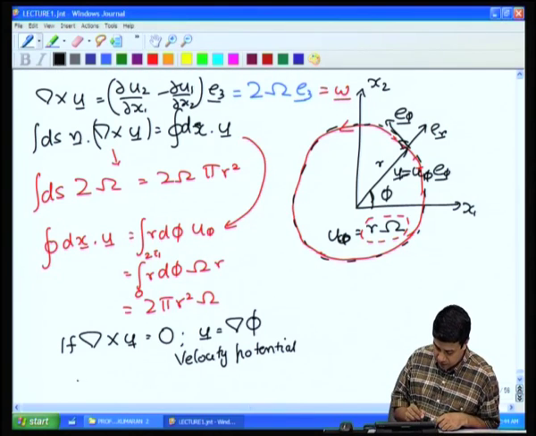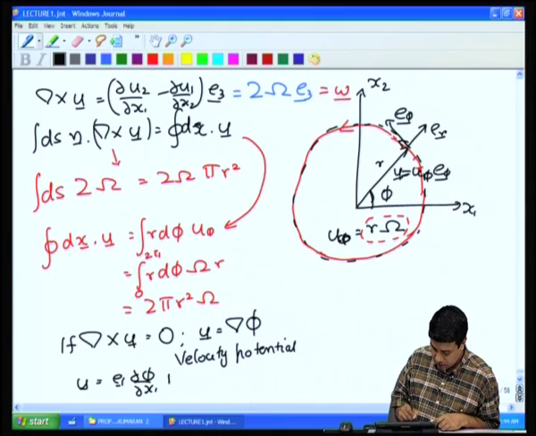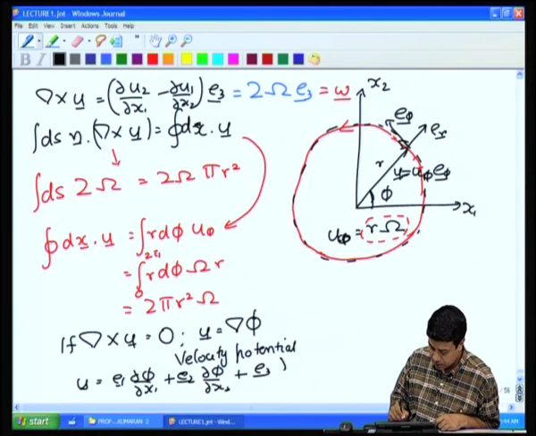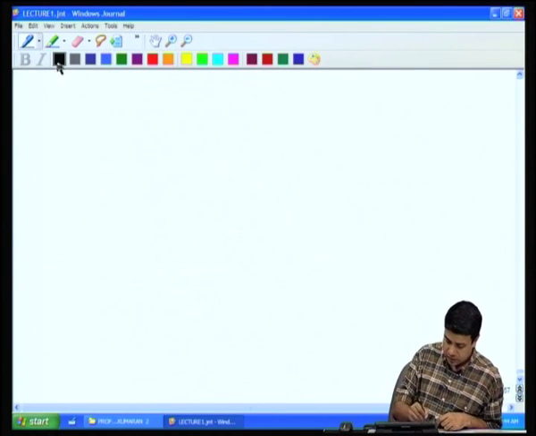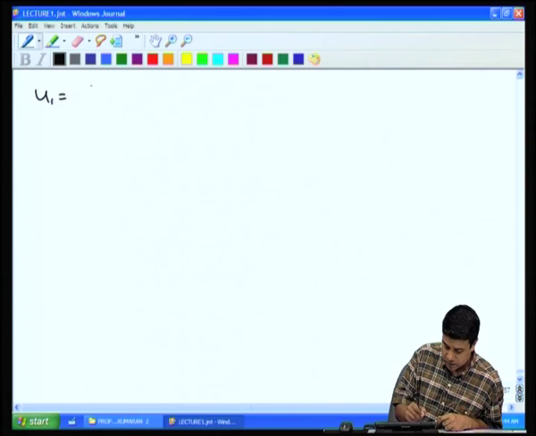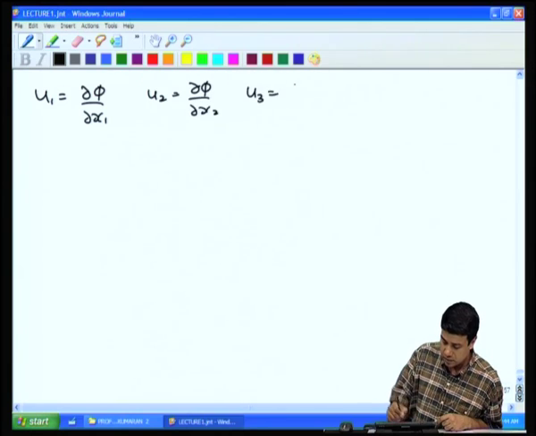So, if I expand out the velocity potential, I will get the u vector is equal to E 1 partial phi by partial x 1 plus E 2 partial phi by partial x 2 plus E 3 partial phi by partial x 3. Therefore, I have the velocity components u 1 is equal to partial phi by partial x 1, u 2 is equal to partial phi by partial x 2, u 3 is equal to partial phi by partial x 3.